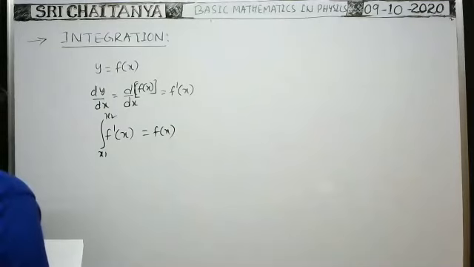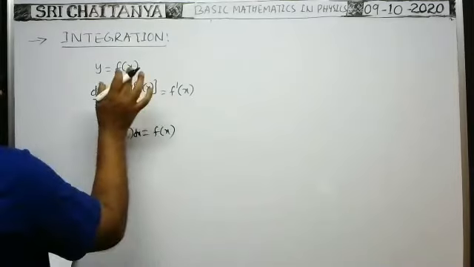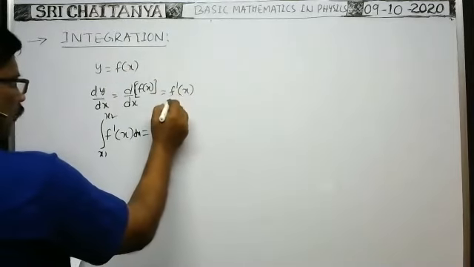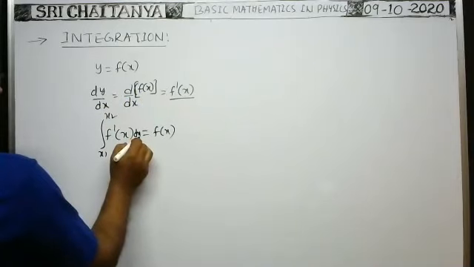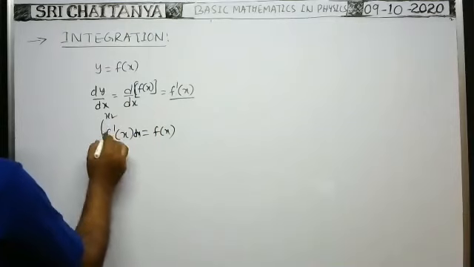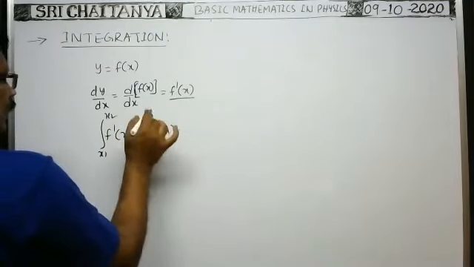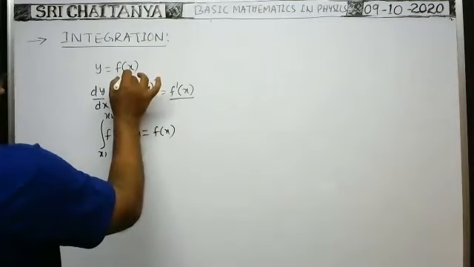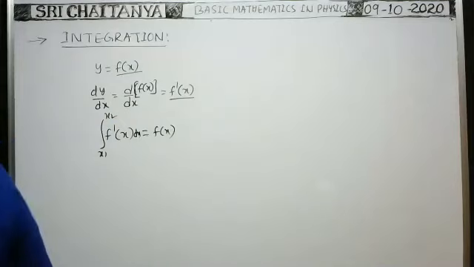After integration of this function, whatever value you get, if you differentiate this function with respect to the same x, then integration of this function with respect to x can be represented like this: integral f dash x dx equals the value before differentiation, that means f of x. That is the example.